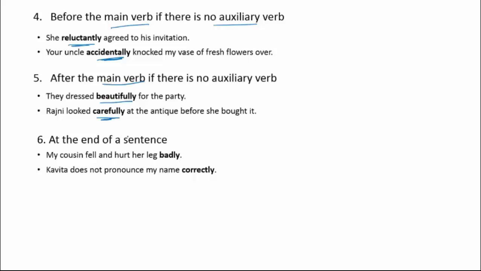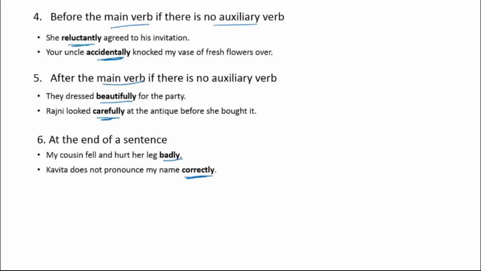And adverbs can also be used at the end of the sentence. Like, my cousin fell and hurt her leg badly. How did she hurt her leg? Badly. Kavita does not pronounce my name correctly. How? She doesn't pronounce the name correctly.